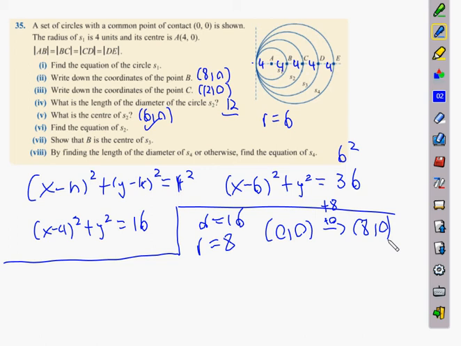By finding the length of the diameter of S4 or otherwise, find the equation of S4. S4 has a diameter of what? 20, which means a radius of 10 and a centre of 10, 0. So it'll just be x minus 10 squared plus y squared equals 100, or 10 squared, the radius squared. Everybody get that? Yep. Alright, guys.